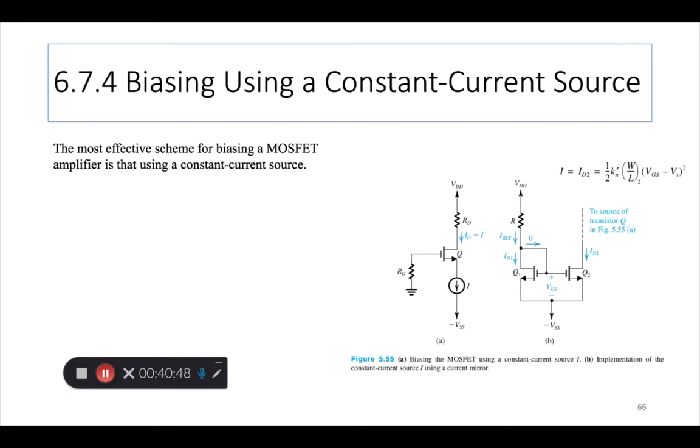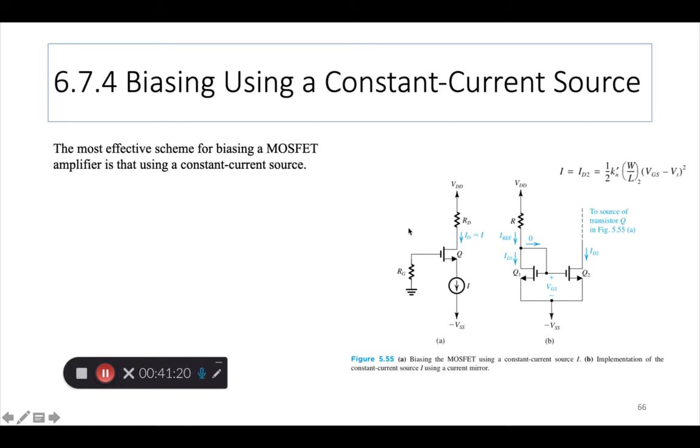And these are all for discrete circuits, not if you're designing for ICs, for integrated circuits. Why? Because in ICs, it's very difficult to create resistors, right? It's expensive to create resistors within an integrated circuit. It's much easier to create transistors. So if you look at the next slide, 66, you'll see exactly what I'm talking about.